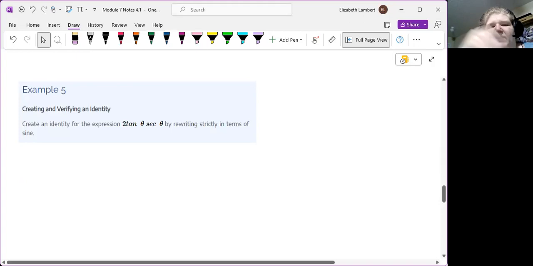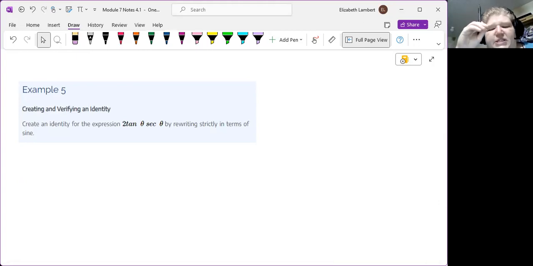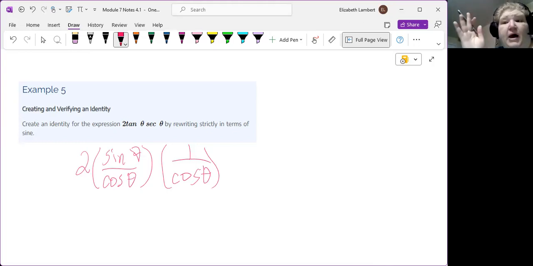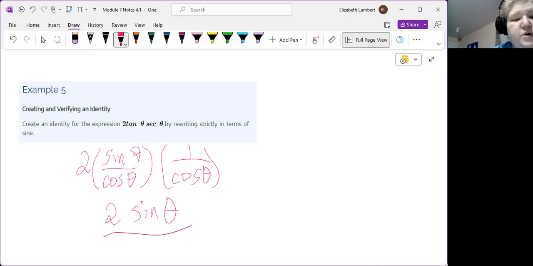Example 5, we're given an expression and given the directions to rewrite it just in terms of sine. So we got to play around with this to try to figure out a way to do that. But first things first, let's just write it all in terms of sine and cosine and see what we got. So 2 tangent theta is 2 sine theta over cosine theta. Secant is 1 over cosine theta. All right. So I got that sine on top. Cool. I can keep that. On the bottom, I'm going to have cosine squared. Oh, we've been playing with that, haven't we? Yes. So now I have 2 sine theta over cosine squared theta. And then in place of that cosine squared, I will write 1 minus sine squared.